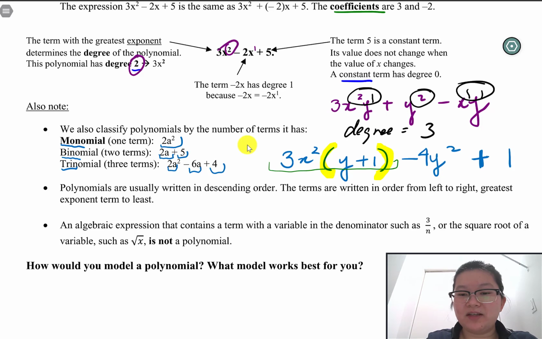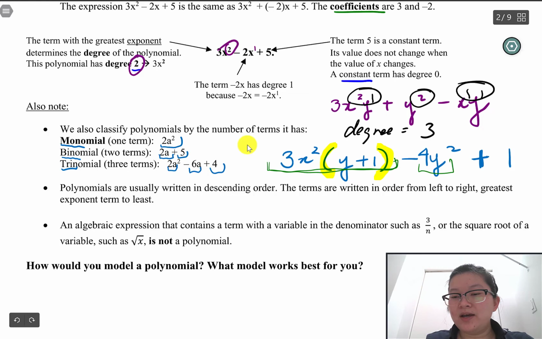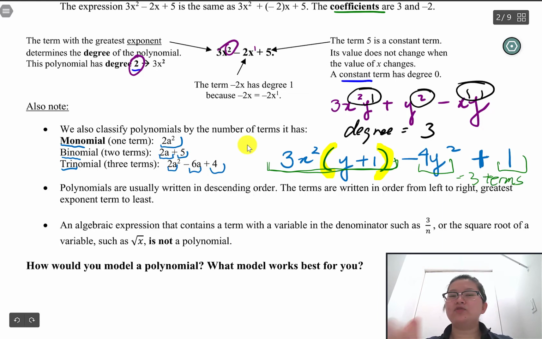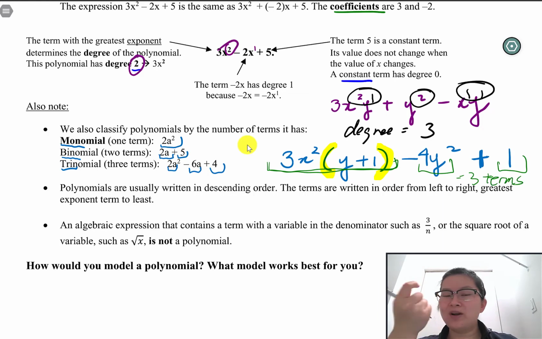You might be tempted to think that there's y plus 1, that must be 2 terms. This is only 1 term. That's only 1 term. This is separated by the minus sign. 4 times y squared, this is 1 term. And plus 1, this is a separate term. So a total of 3 terms only. So it is very important to be able to know your terms, what is a term and what is not a term, especially in this unit and in algebra.